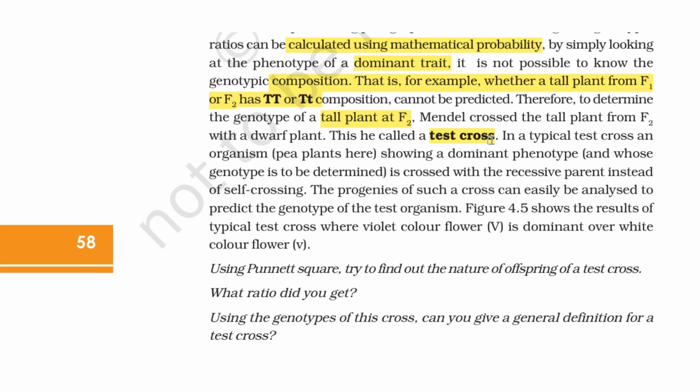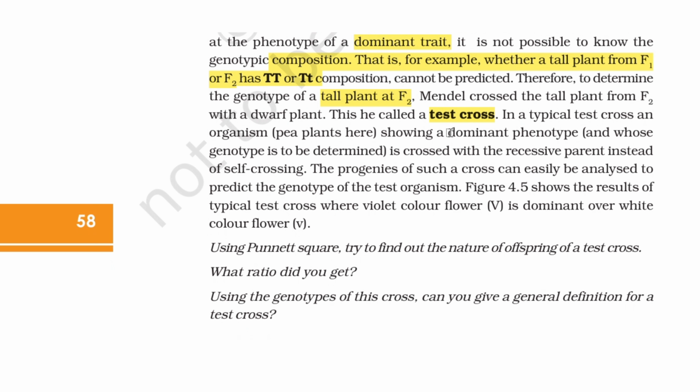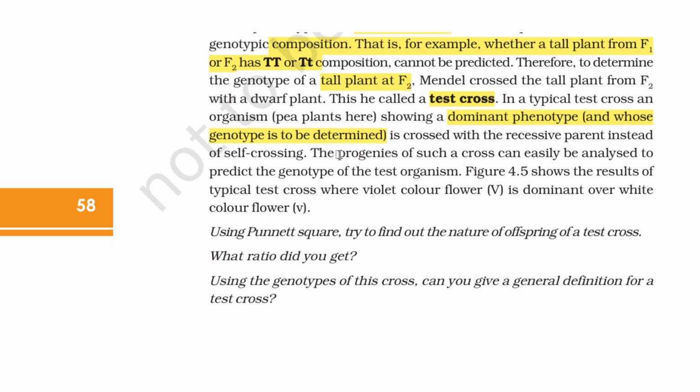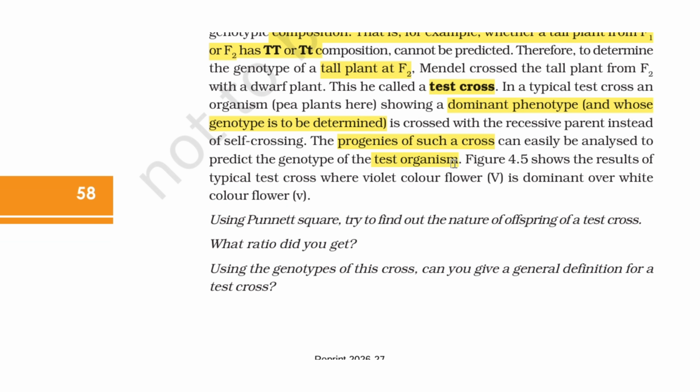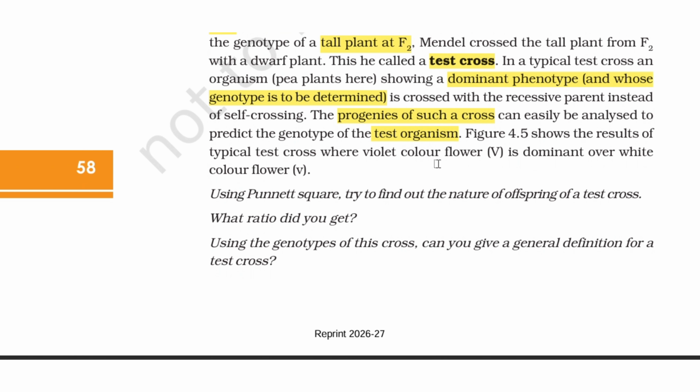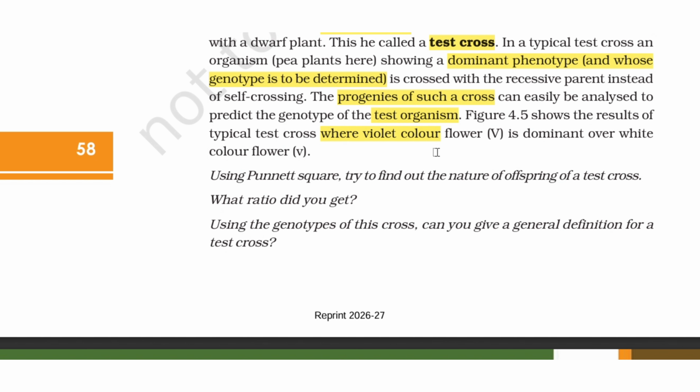Therefore, to determine the genotype of a tall plant at F2, Mendel crossed the tall plant from F2 with a dwarf plant. This he called a test cross. In a typical test cross an organism, here the F2 plants, showing a dominant phenotype, and whose genotype is to be determined, is crossed with the recessive parent instead of self-crossing. The progenies of such a cross can easily be analyzed to predict the genotype of the test organism.